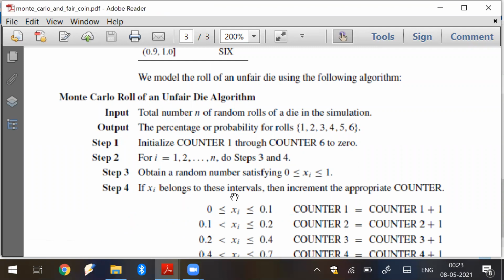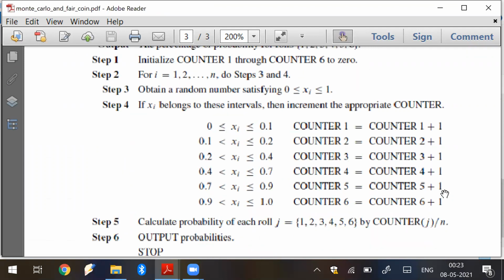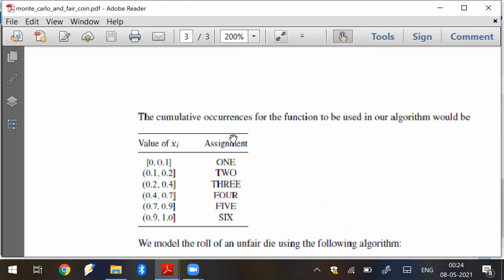If xi belongs to these intervals, then increment the appropriate counter. In fact, the arrangement pattern also does not change. This counter increment does not change, obviously. But what changes is this interval division. If xi falls within this one, then the counter will increase. If xi falls in this, 0.1 to 0.2, then counter 2 will increase. But here, see, 0.2 to 0.4, and 0.4 to 0.7. So see, these are not equal. And how are we getting this? Just because we are using this part of the information provided.